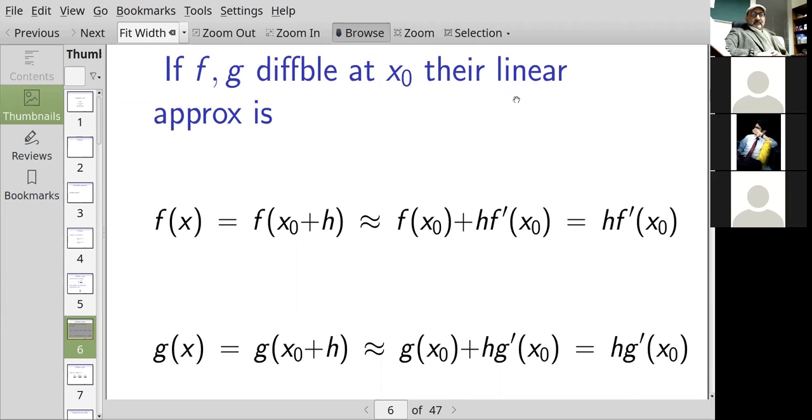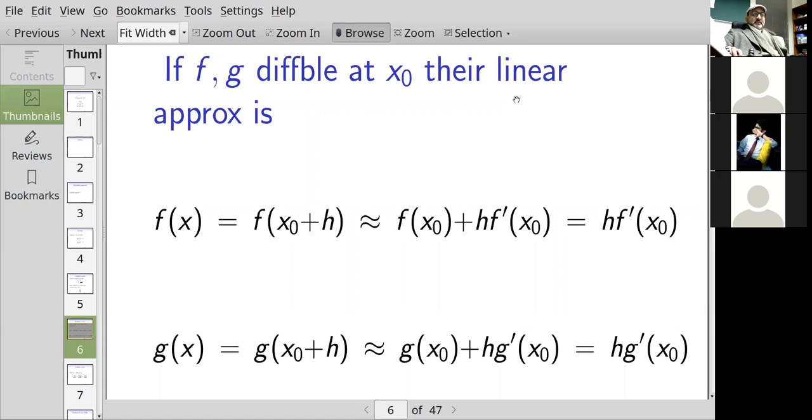And similarly, if g of x is going to 0 at x naught, then yes, this is a question. Here h is a very small question. H is very small over here. Yes, h is very small. Right? So we're assuming that we're getting very, very close to x naught by allowing h to go to 0. Okay, and similarly, g of x will be approximately equal to h times g prime of x naught if g of x naught is equal to 0.